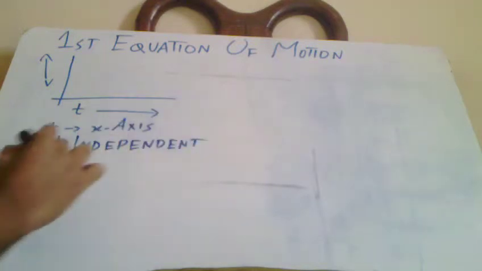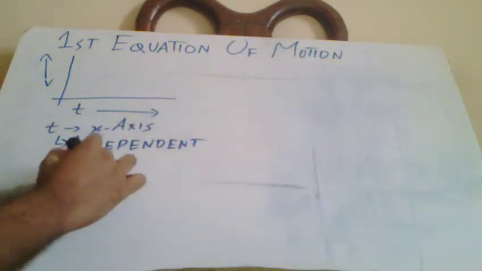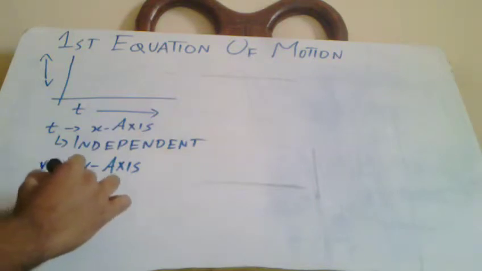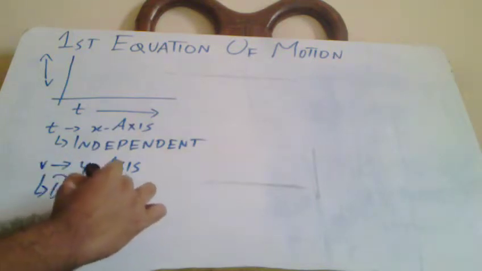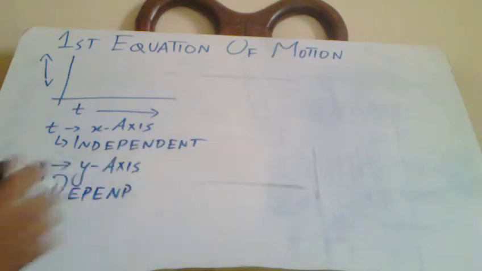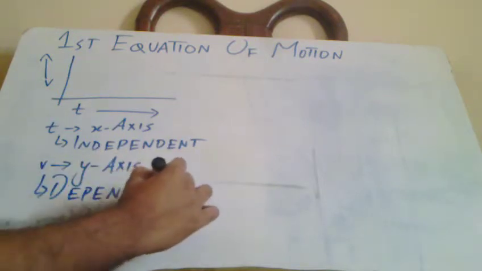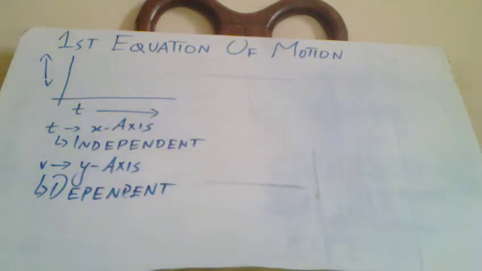and velocity on the y-axis because velocity is a dependent quantity. So we will make a velocity time graph.